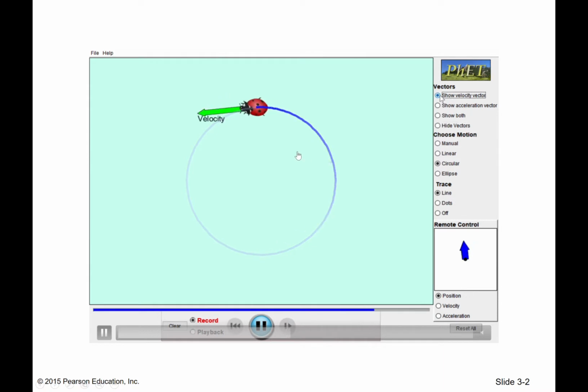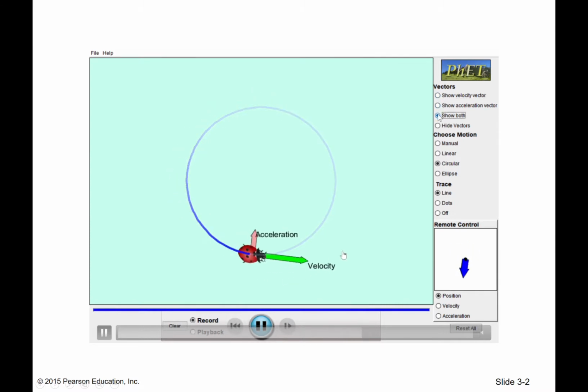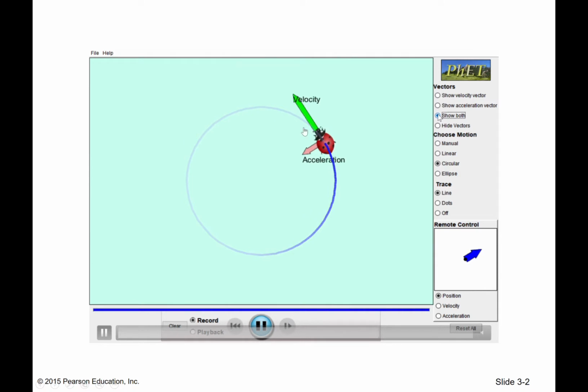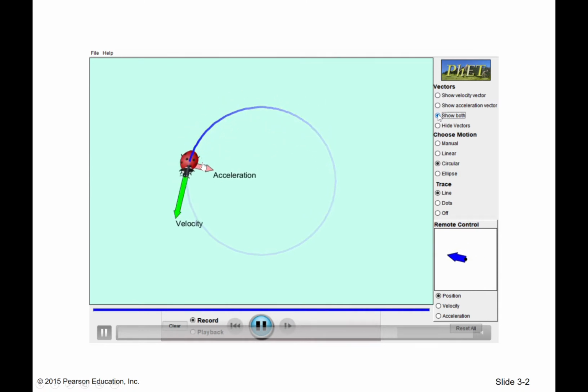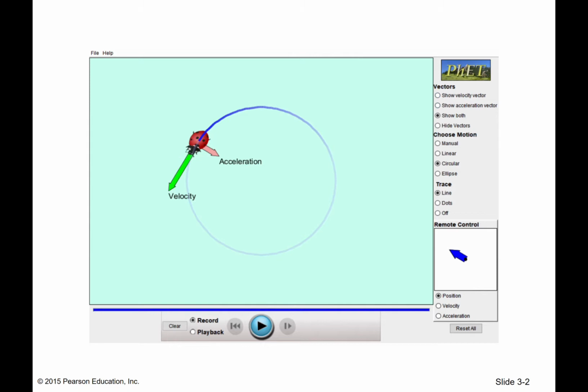Now let's show the velocity vector. You can see the velocity vector here. One feature of the velocity vector is that the magnitude never changes. However, the direction of the velocity vector changes. Now look at the acceleration. The acceleration is always the same, pointing towards the center of the circle. So this is an example of circular motion.